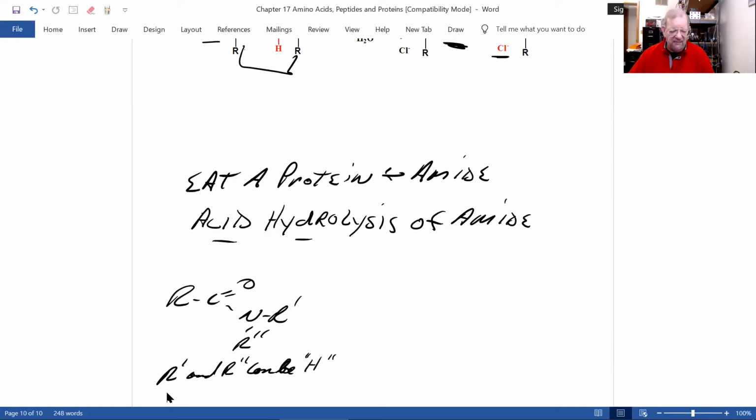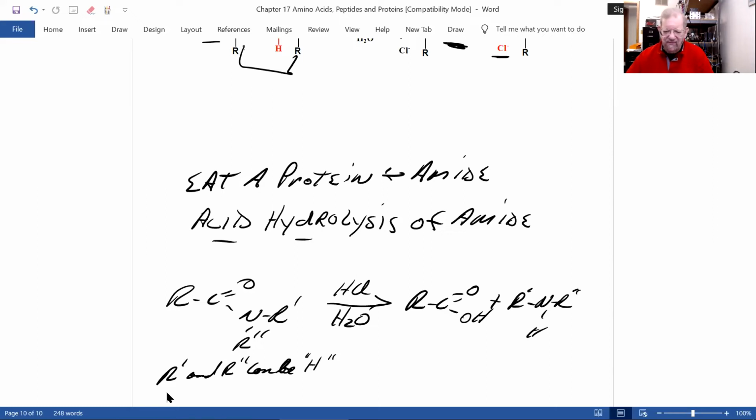Our R prime and our R double prime can be hydrogen. The general reaction, as you learned for test number 3, is an amine salt plus the amine you would have used to make that amide, plus the carboxylic acid you would have used to make that amide.